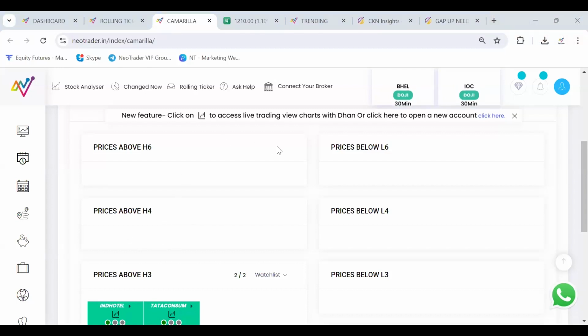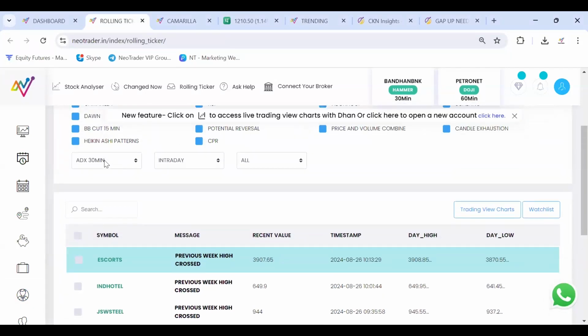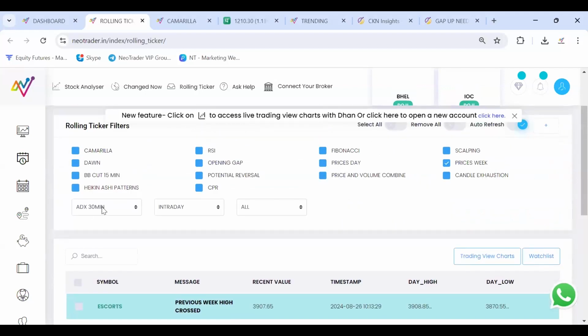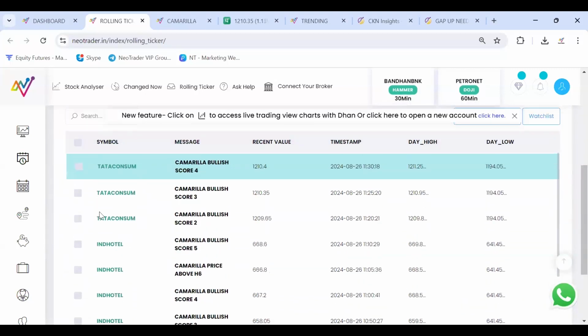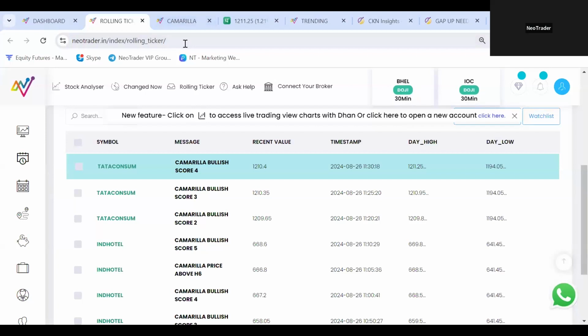So लिस्ट तो आपका बन गया. अभी उस लिस्ट को आप इस पेज पर कॉल करके आप कर सकते हैं. For the intraday people, you can go in rolling ticker also. And in rolling ticker, what I can do is I can call for Camarilla. So if I call for Camarilla, for example, you can see here Tata Consumer, which we saw a few minutes ago, is showing some movement. Clear? Whichever pivot style is comfortable for you, you can use that. I showed you one, that is using Camarilla. Clear, everyone?